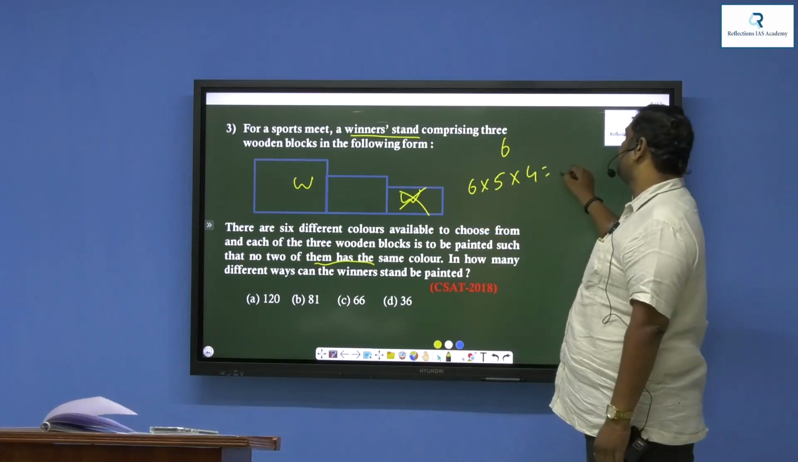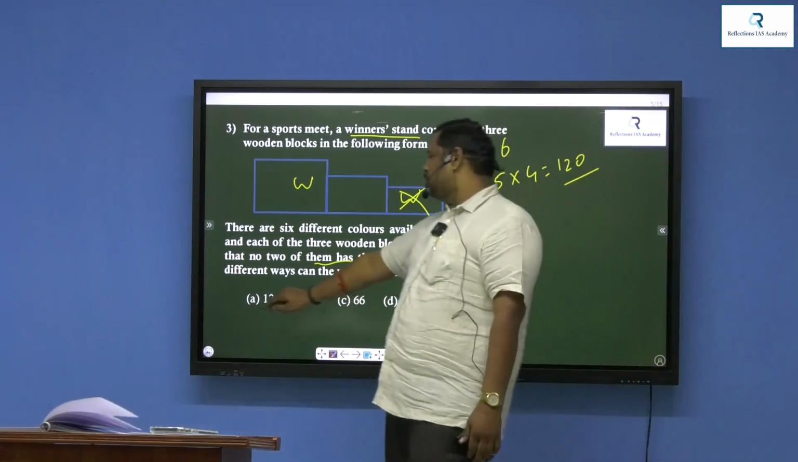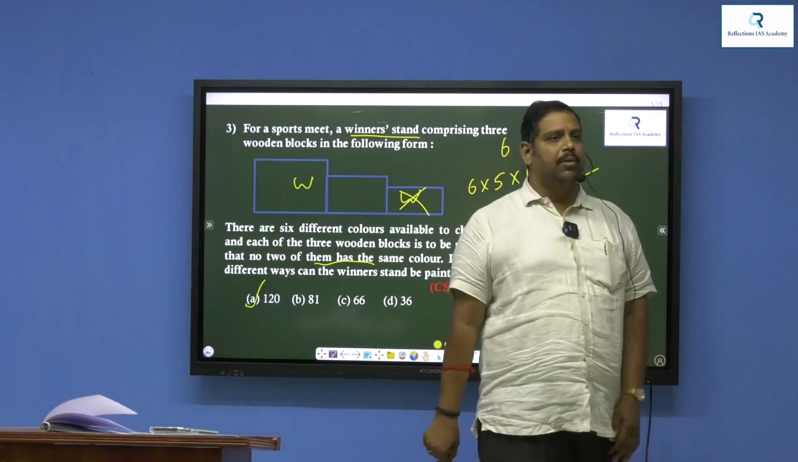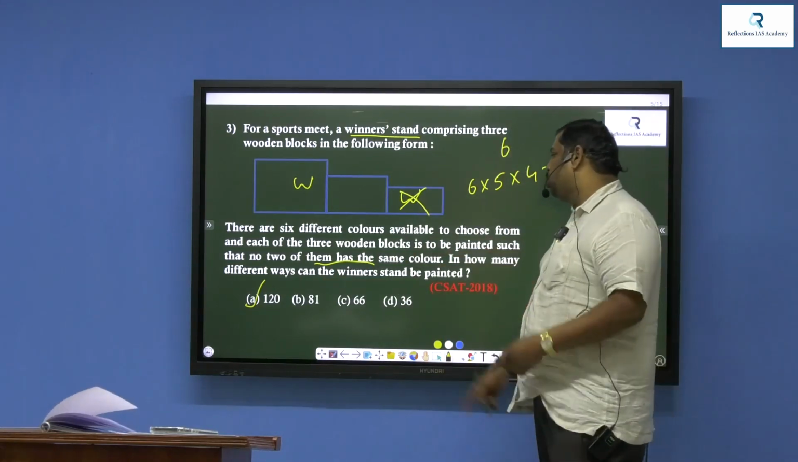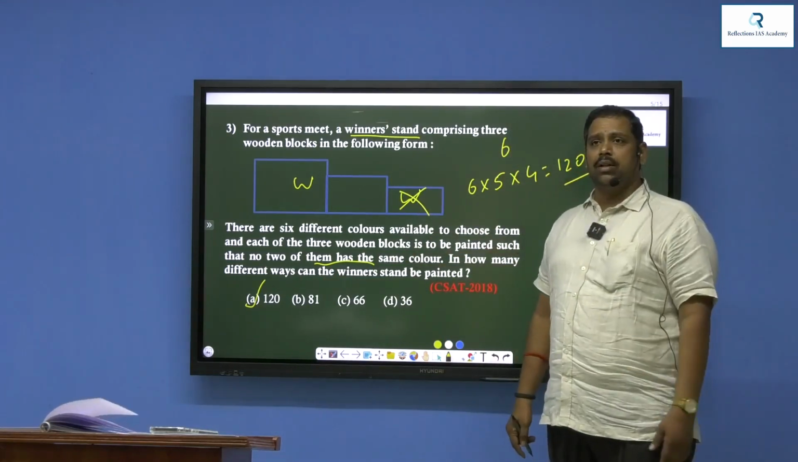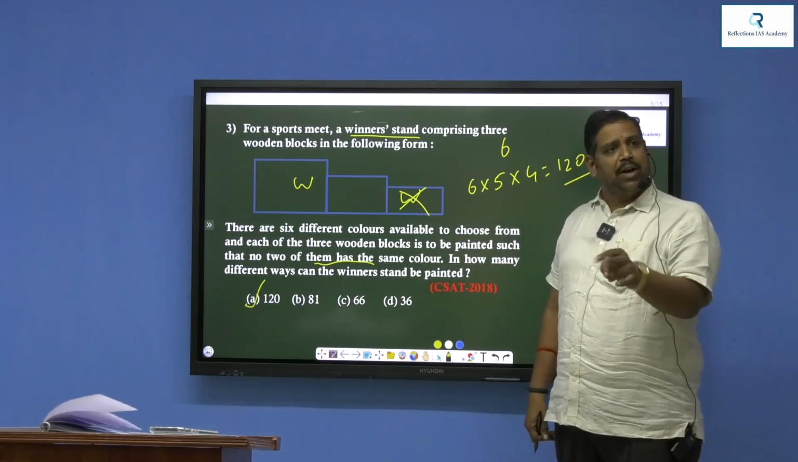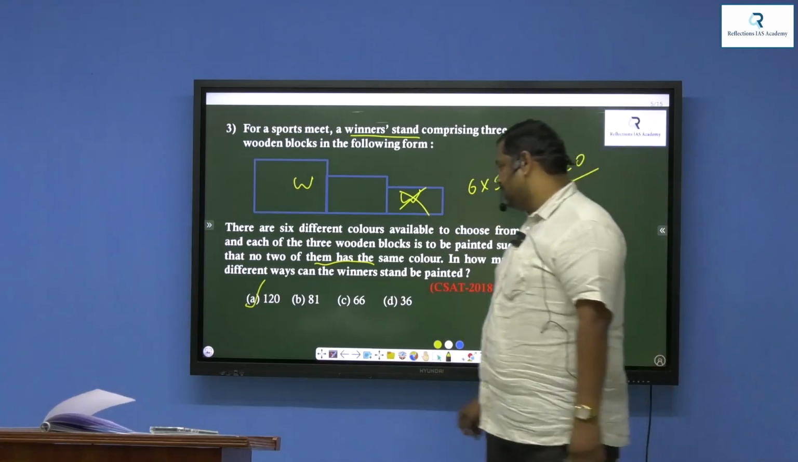So the answer will be how much? 120. Okay, so the answer is which option? A. Is it clear? Good. Suppose if he said that no 2 adjacent has the same color, then the answer will be 6 into 5 into 5. Okay, good. So the next beautiful question.